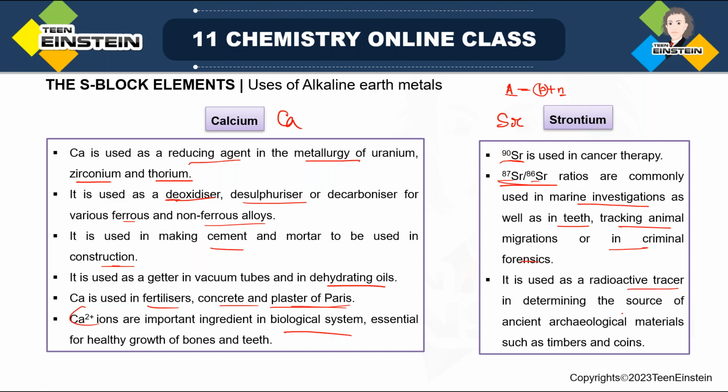Then radioactive tracer in determining the source of ancient archaeological materials such as timber, coins. Basically, it helps to identify how old these archaeological materials such as coins, timbers are. Okay.